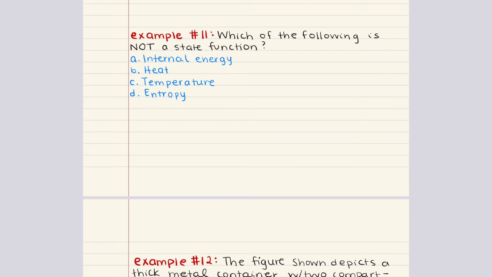Problem 11 says which of the following is not a state function? Now, as a reminder, a state function is a property of a system that is determined solely by the current state of the system. It is independent of the process that's used to achieve that state. Examples of state functions include internal energy. It depends only on the state of the system, such as pressure, volume, and temperature, and not on how the system arrived at that state.